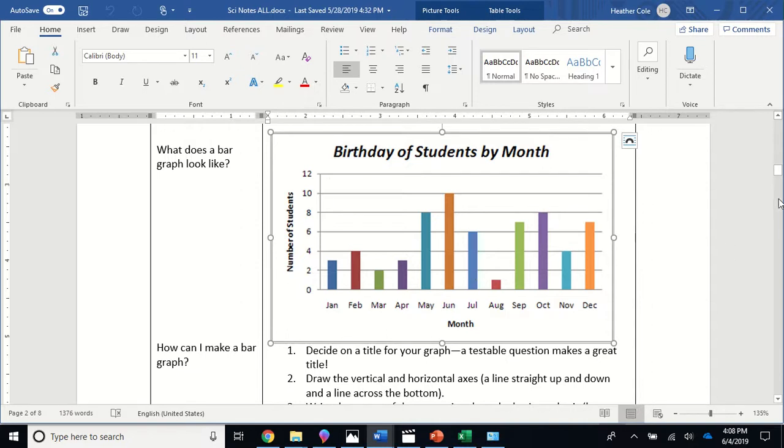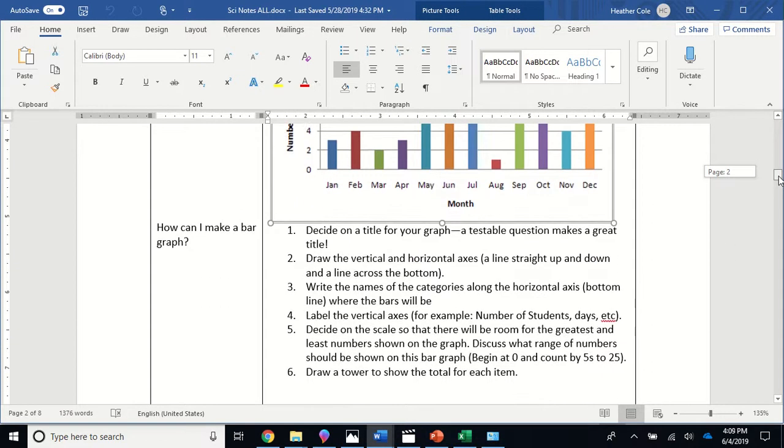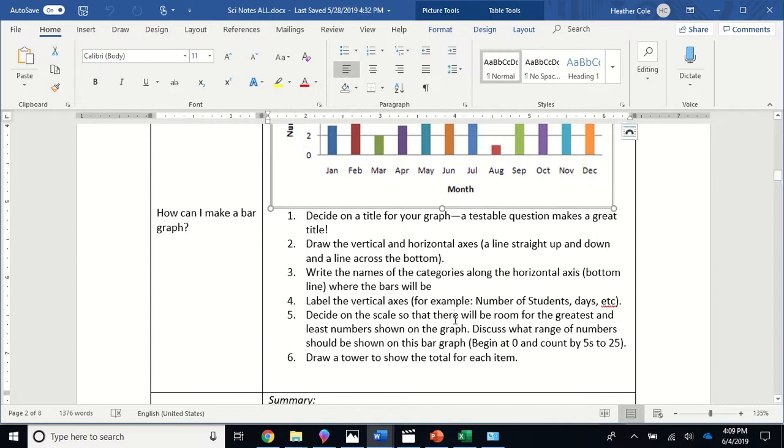We just have to make sure that we cover all of the information. As long as you've decided that there will be room for the greatest and the least numbers shown, and it's really easy to see all your data, then you can count by whatever you would like.